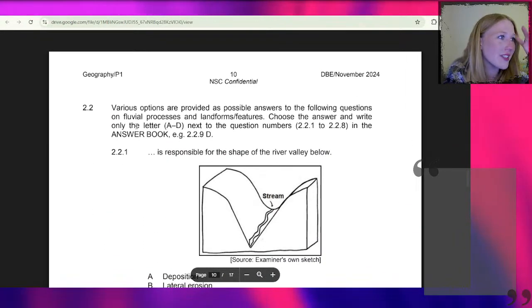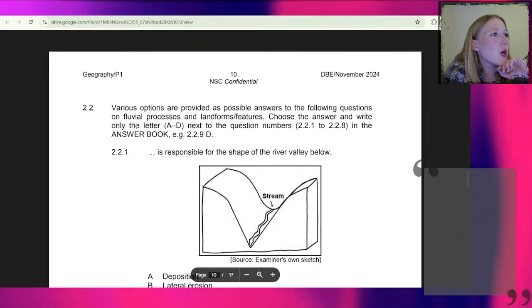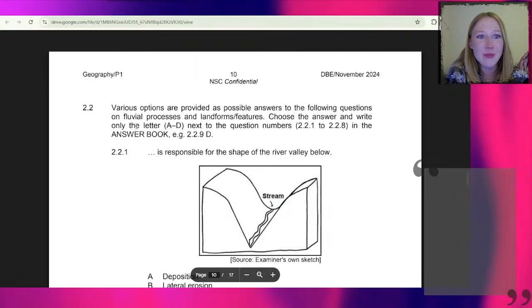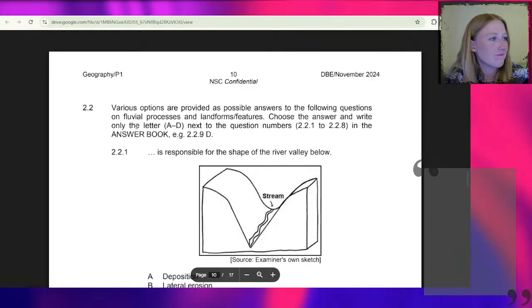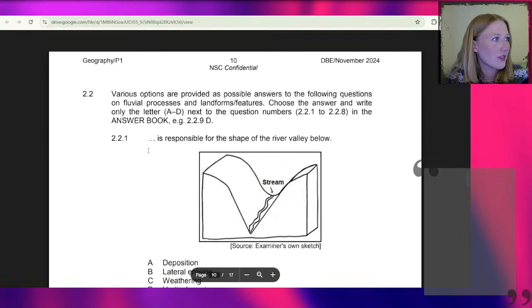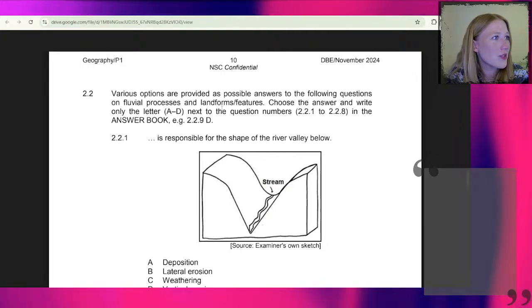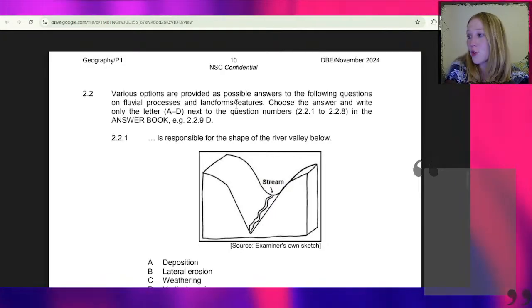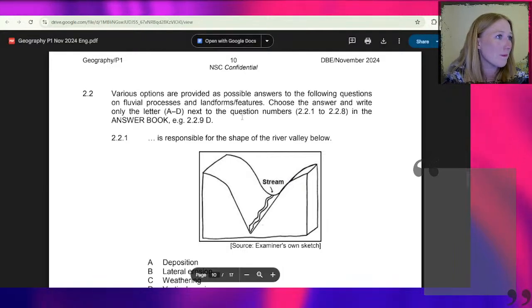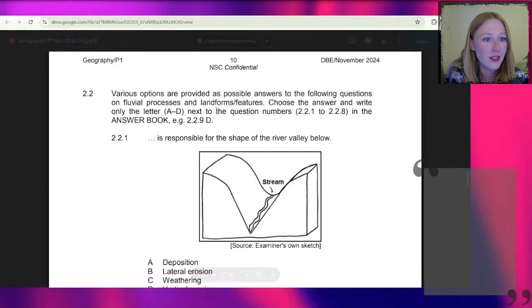Okay, what do we have here? Various options. Okay, more multiple choice. Yay, I like multiple choice. Questions on fluvial processes and landforms. Okay, I was saying that we didn't have any questions on fluvial landform features yet, so I'm glad that we're finally getting that.